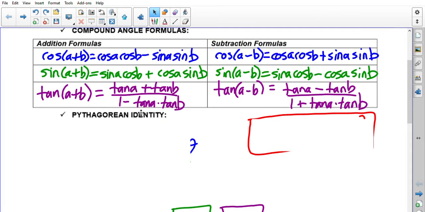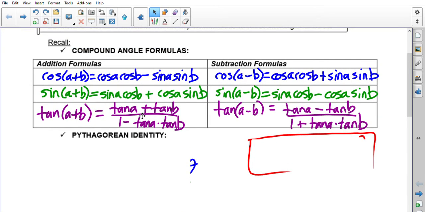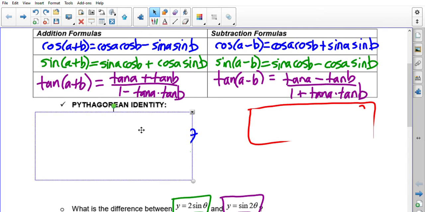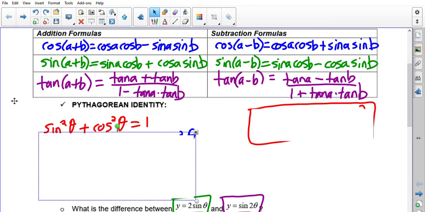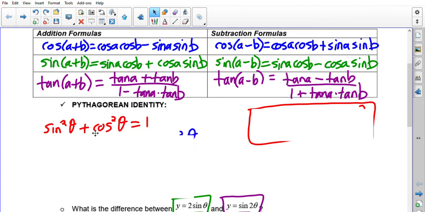Okay, some other identities that will help us when coming up with our new formulas today, along with these two sets of formulas, is the Pythagorean identity. Remember that states that sine squared theta plus cos squared theta equals 1.